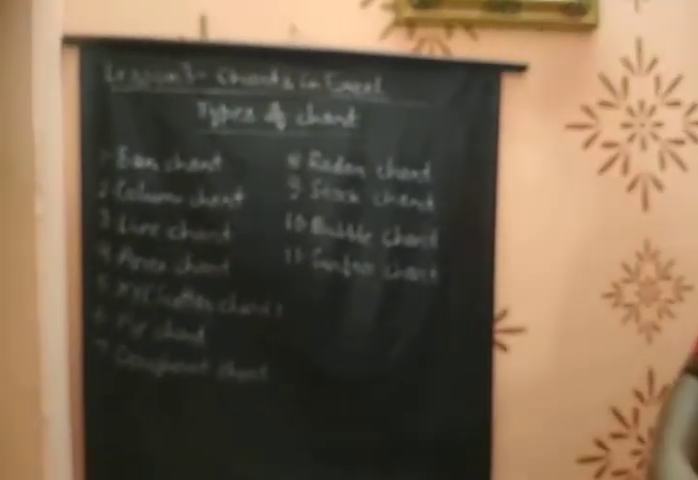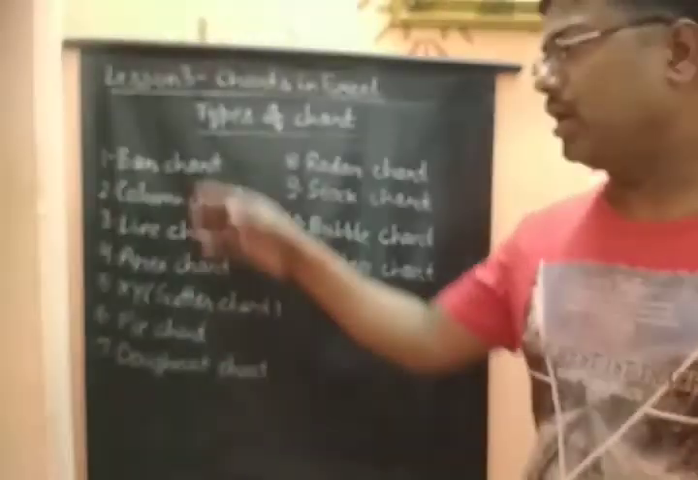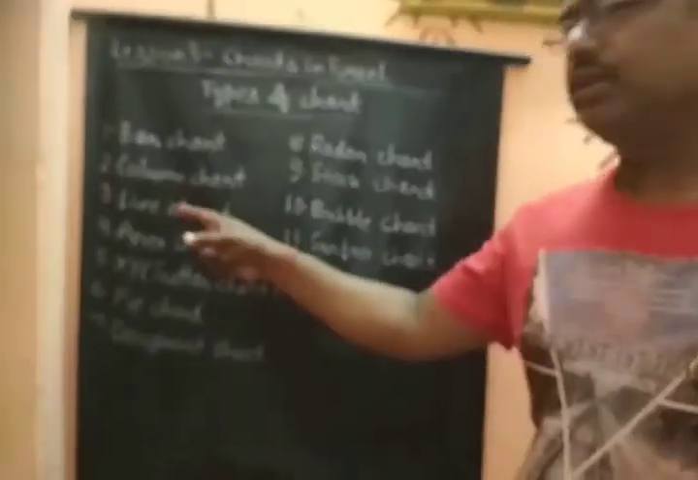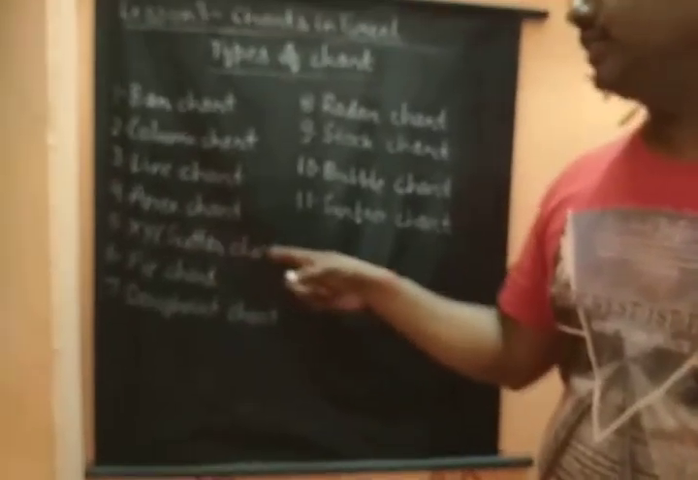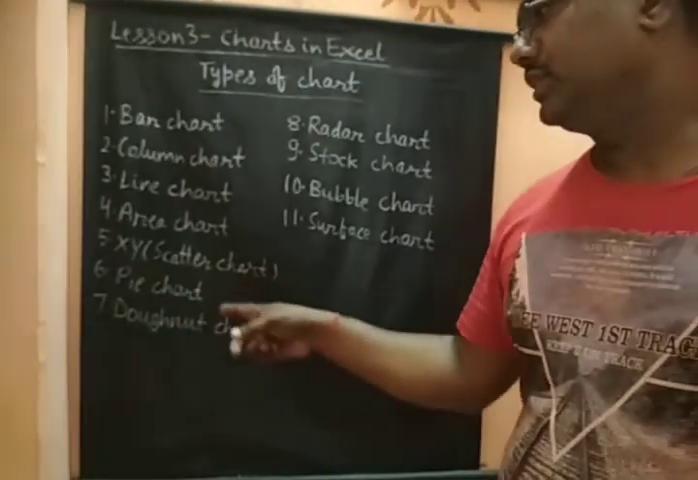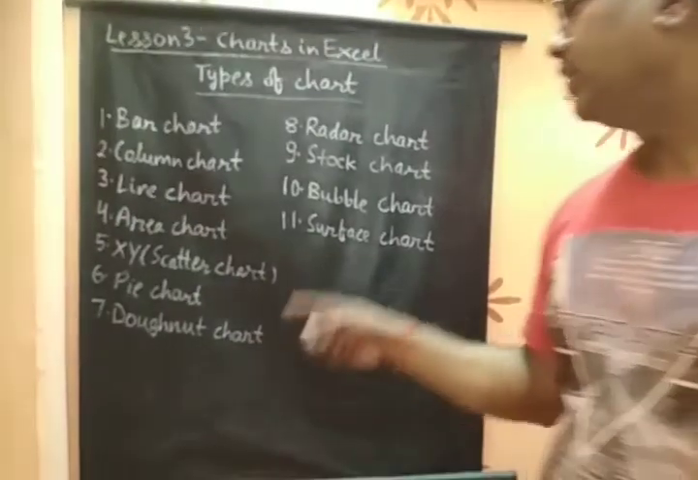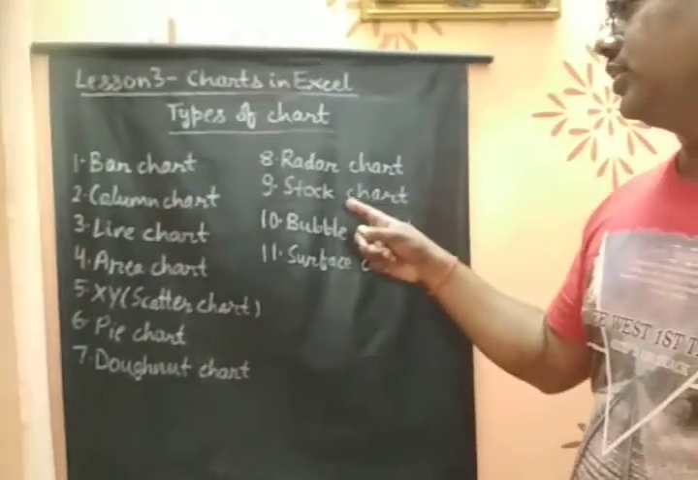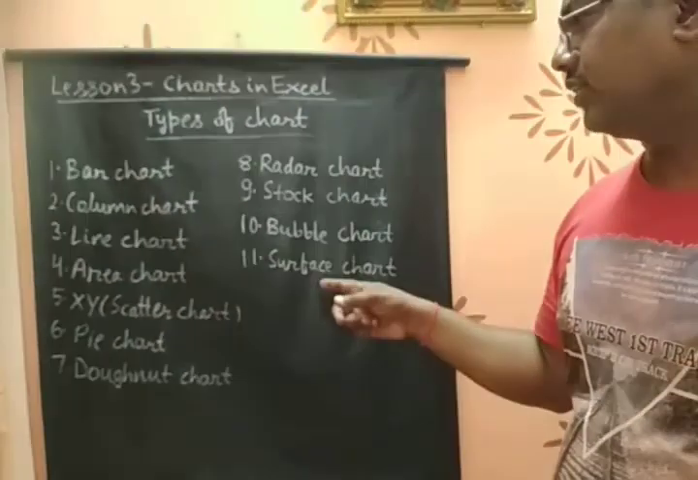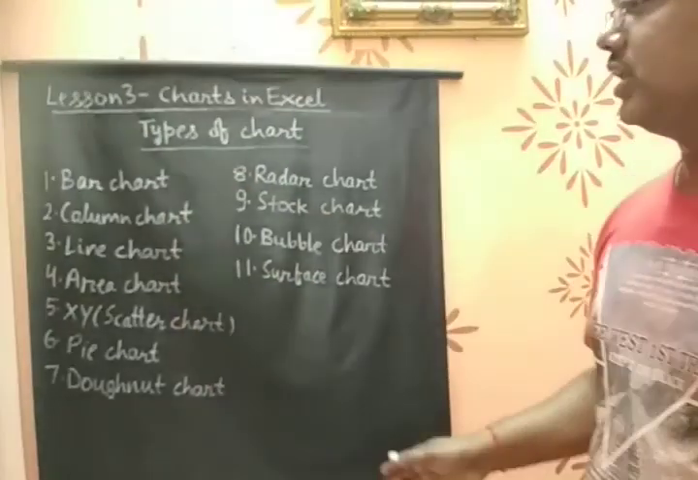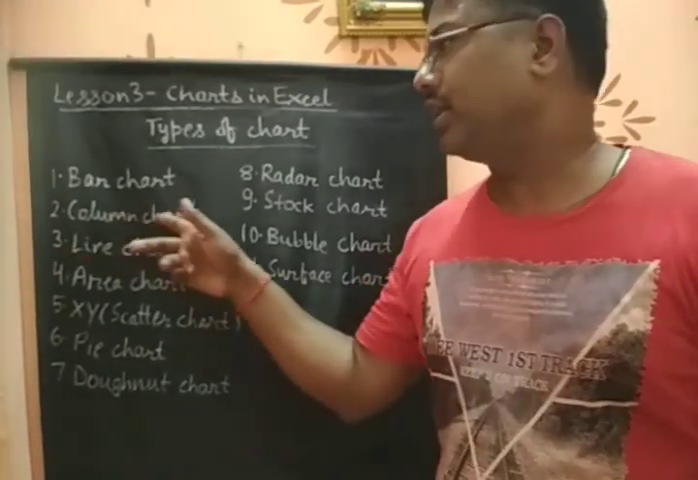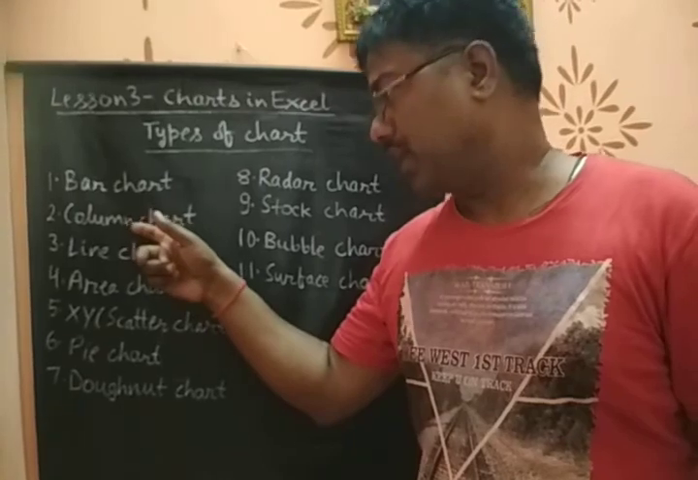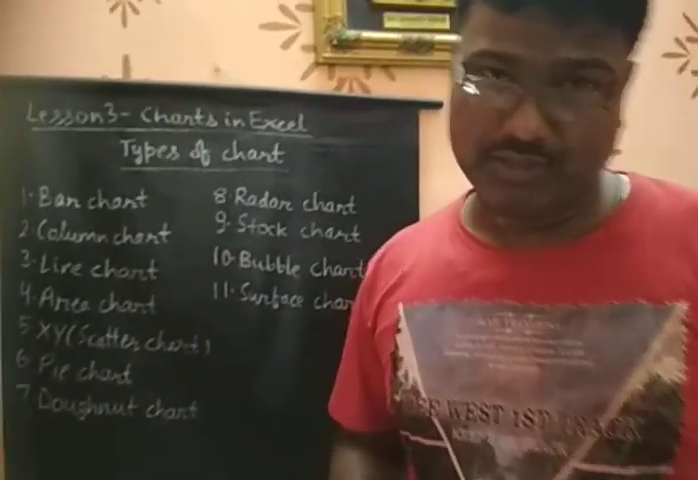So here we see a total of 11 types of chart: bar chart, column chart, line chart, area chart, X, Y or scatter chart, pie chart, definite chart, radar chart, stock chart, bubble chart and surface chart. Of all the above charts, column chart is the default type of chart in the MS Excel. So this topic, types of chart, is completed. Thank you.